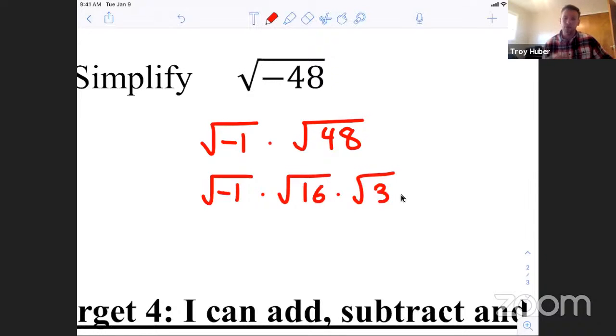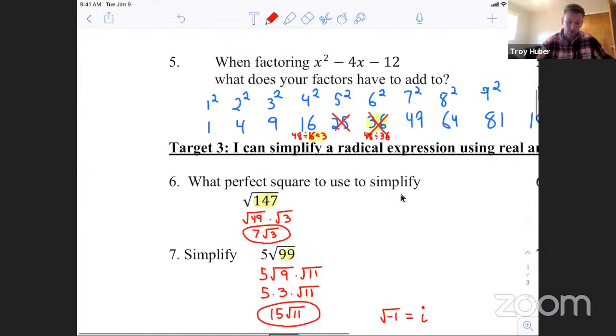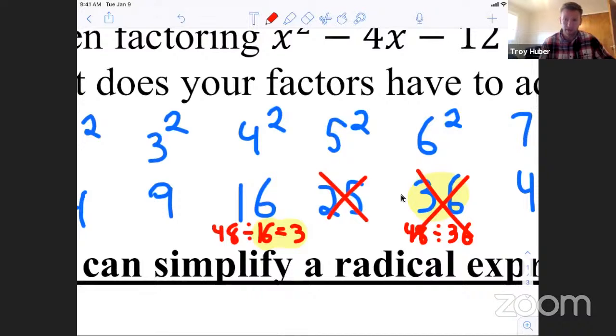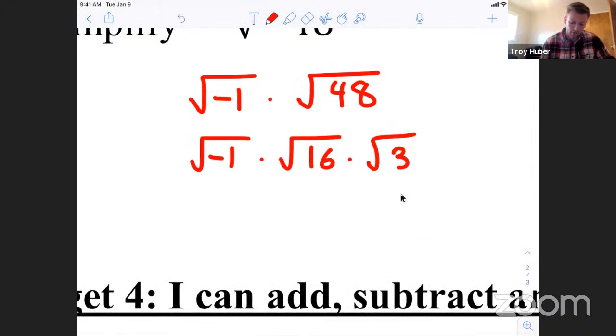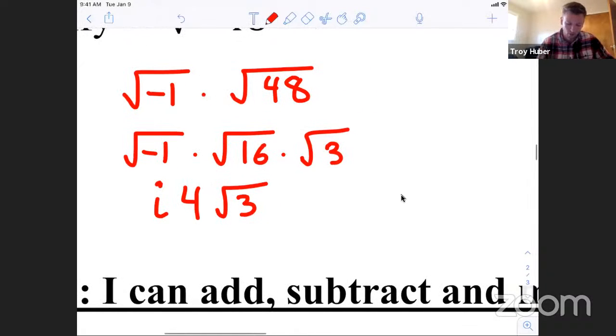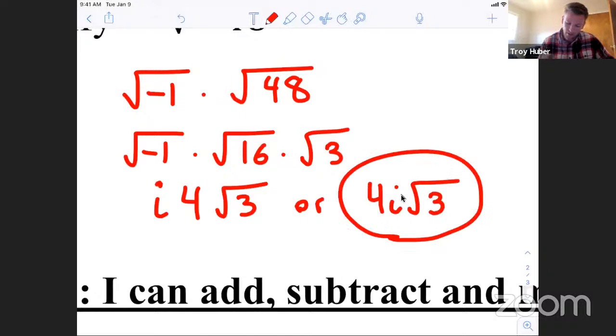Now, why? Why are we doing this? Why did we replace it with 16 times 3? Okay, well, because we know what the square root of 16 is, because it's a nice perfect square. So I say 16, the square root is 4. All right, so square root of negative 1 is i. Square root of 16 is 4. And then we just leave that square root of 3 because that's not a nice number. All right, so we could either write it like this or we could say 4i root 3. This is usually how you'll see it written with that i after.